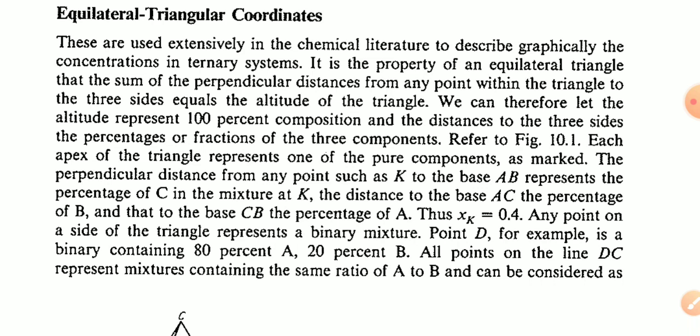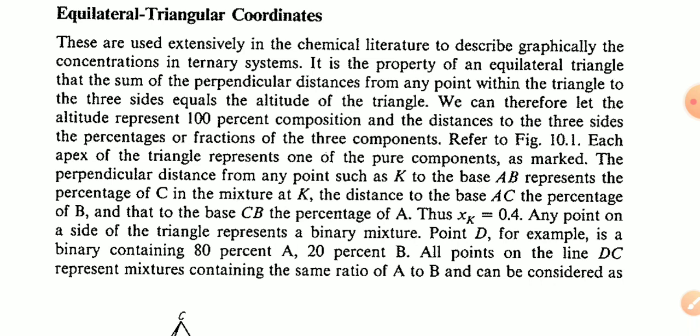So each apex of the triangle represents one of the pure components, and the perpendicular distance from any point such as K to the base AB represents the percentage of C in the mixture at K, the distance to the base AC the percentage of B, and to the base CB the percentage of A. Thus xK is equal to 0.4. Any point on a side of the triangle represents a binary mixture. Point D, for example, is a binary containing 80 percent A and 20 percent B.